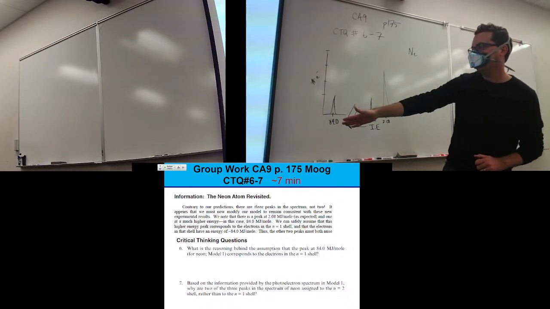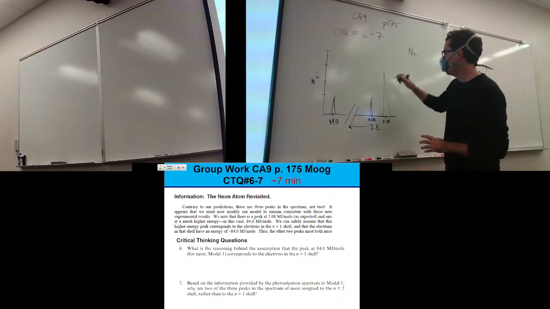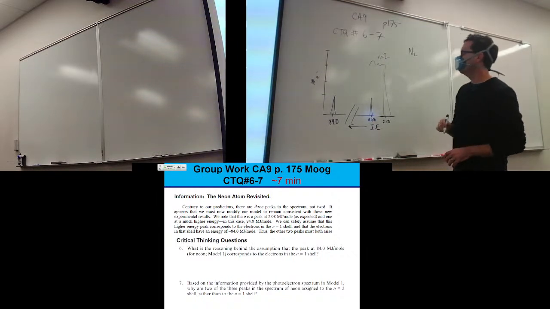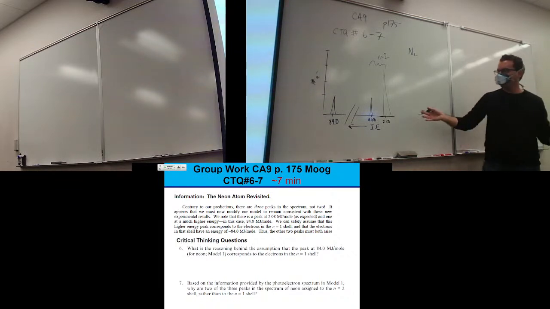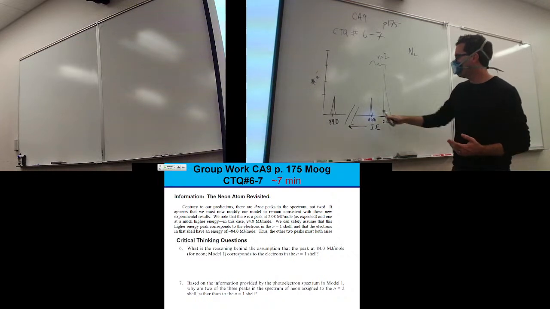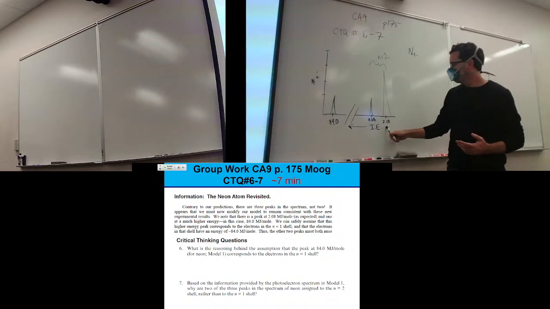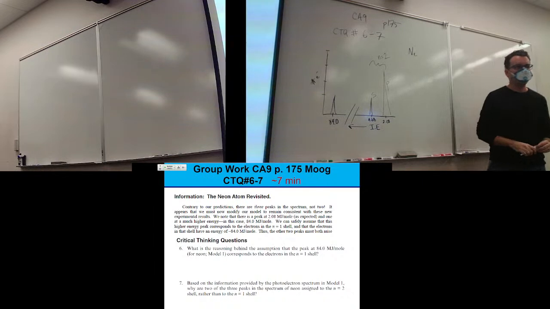And now, why are 2 of the 3 peaks assigned to the n equals 2 shell? So these are both shell 2, but now we have this new model. So they're both in shell 2, but they're in 2 different subshells. Which one is the s? Which one's the p? The p is 2.08. So this is the p subshell, and these correspond to electrons in the s subshell.